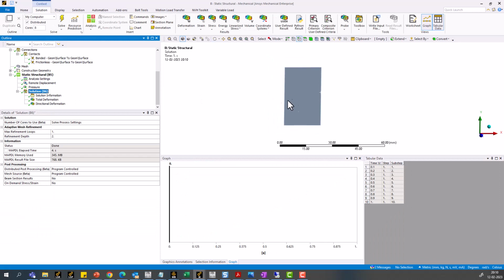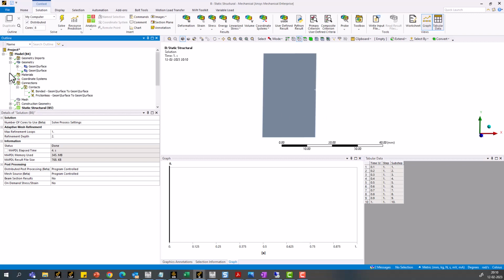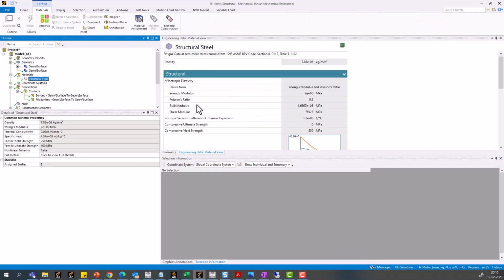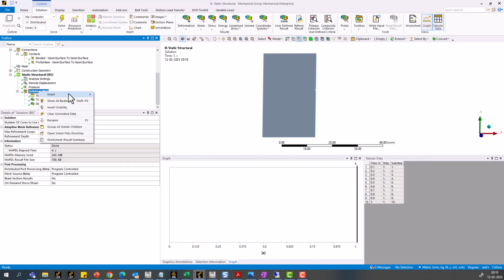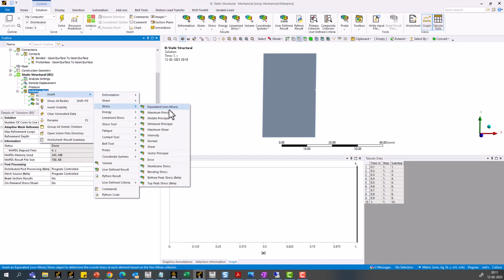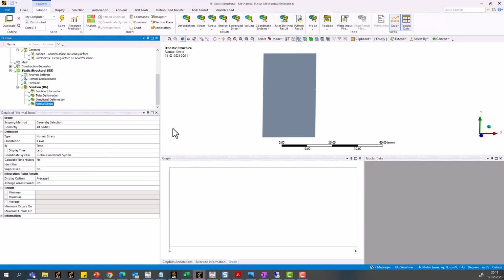Now the next part is that we need to compare the stress in the x direction. That was mu times p. Let's first check what the Poisson's ratio is for the structural steel that we have entered. It is 0.3, and if I multiply it with 1 MPa, it becomes 0.3 MPa. Let's go to stress, and in this case I will use the normal stress.